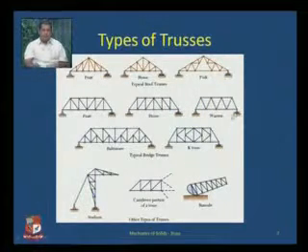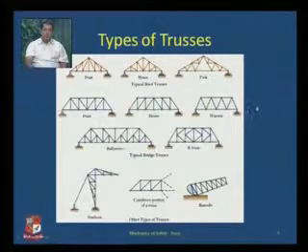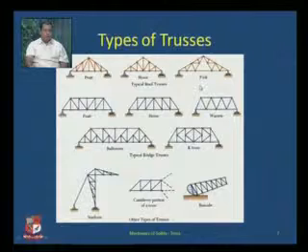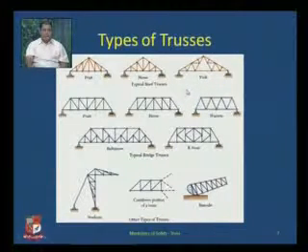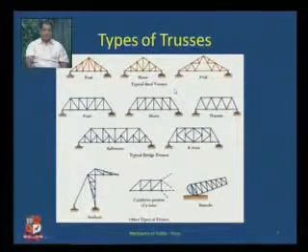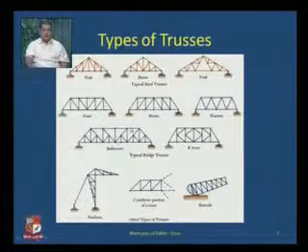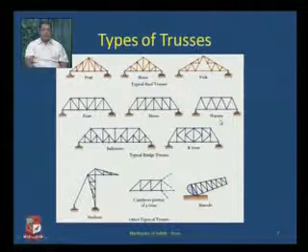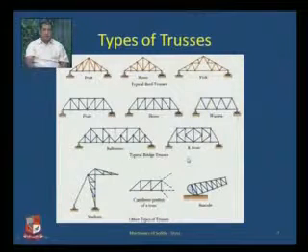These are some of the common types of trusses which are used in day-to-day life: the Pratt truss, Howe truss, and Fink truss, which are typically used for roofs in industrial sheds. Then you have the Pratt truss, Howe truss, and Warren truss, which are used for bridges. Then you have the Baltimore truss and K truss, which are again used for large bridges.